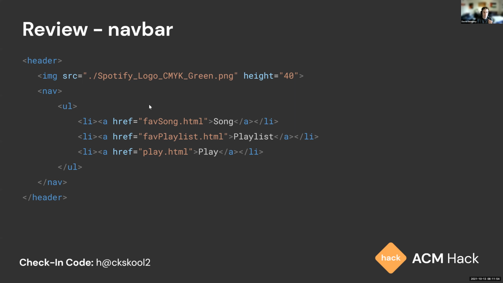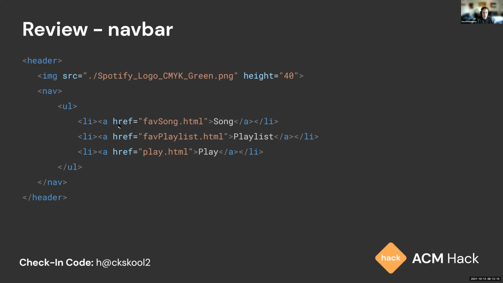So in this case, if we didn't actually have CSS to style our nav bar, it would just look like 3 different bullets. UL stands for unordered list, LI stands for list item, which means these are 3 different items inside of our unordered list, or 3 different bullet points essentially that have these 3 different words. So song, playlist, and play.